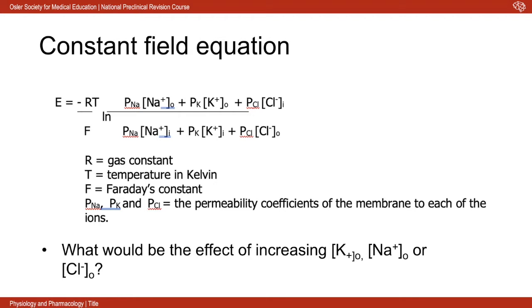It is given by E equals minus RT/F ln, and then the permeability of each ion times the concentration extracellularly on the numerator, and you summate all of the ions involved, sodium, potassium, and chloride. And for the denominator, you do the same, but obviously for the intracellular, but also it's flipped for chloride because of the different direction of flux. So R is the gas constant, T is temperature in Kelvin, F is the Faraday's constant.